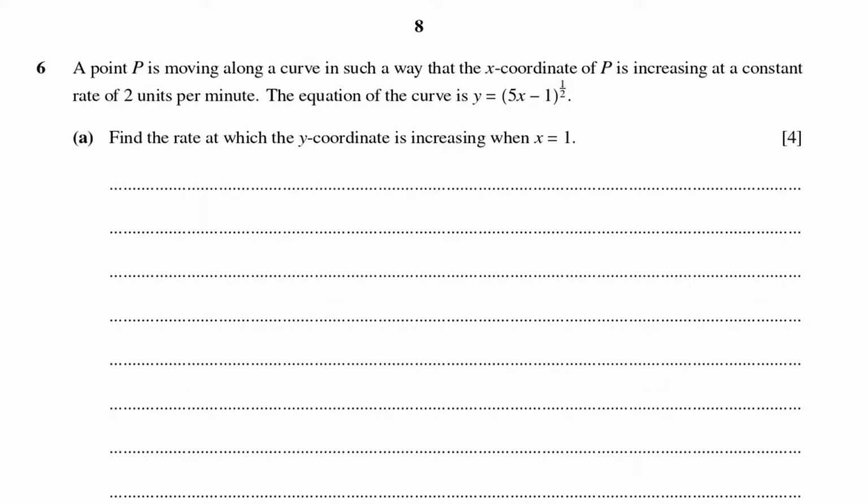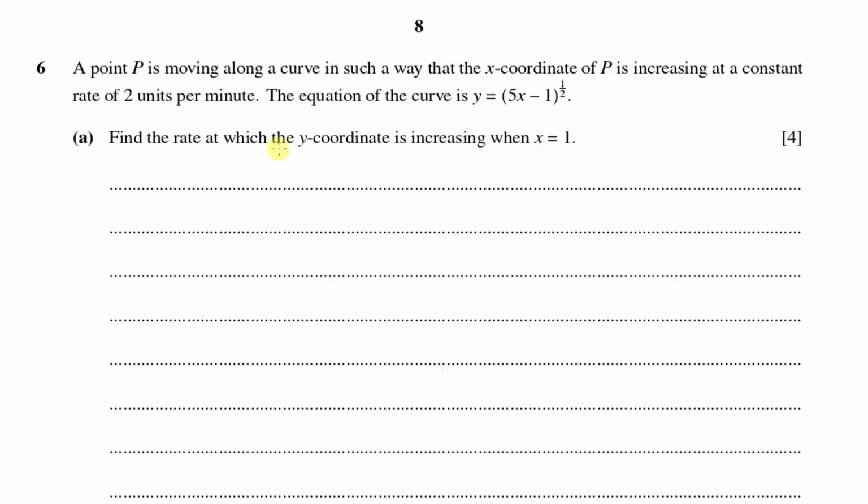Question number 6. A point P is moving along a curve in such a way that the x-coordinate of P is increasing at a constant rate of 2 units per minute. The equation of the curve is y is equal to (5x minus 1) all to the power of a half. So on A, find the rate at which the y-coordinate is increasing when x is equal to 1.